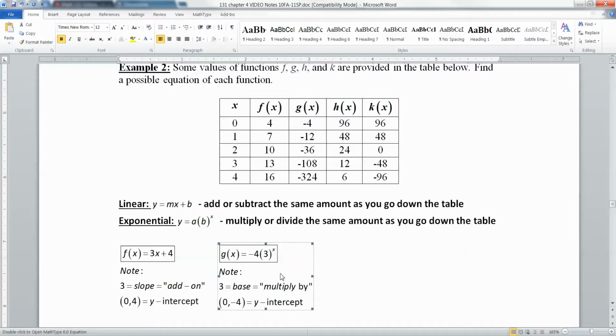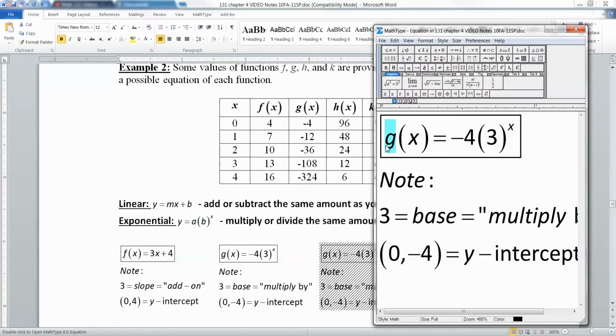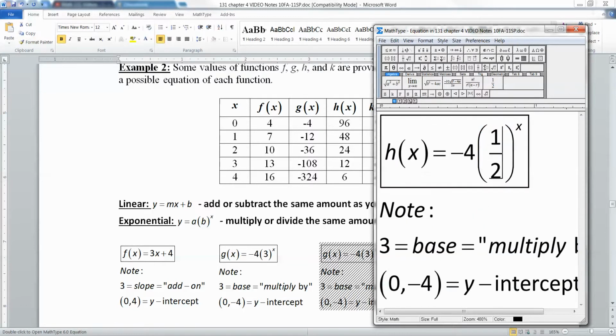All right, next, what about h of x? h of x is also exponential. You can tell it's exponential because, for example, it won't work all the way. If you subtract 48, that gets you to 48 here. But if you subtract 48 again, that doesn't get you to 24. No, no, no. You're getting smaller, but you're multiplying by a half, right? In other words, you're dividing by 2. 96 divided by 2 is 48.